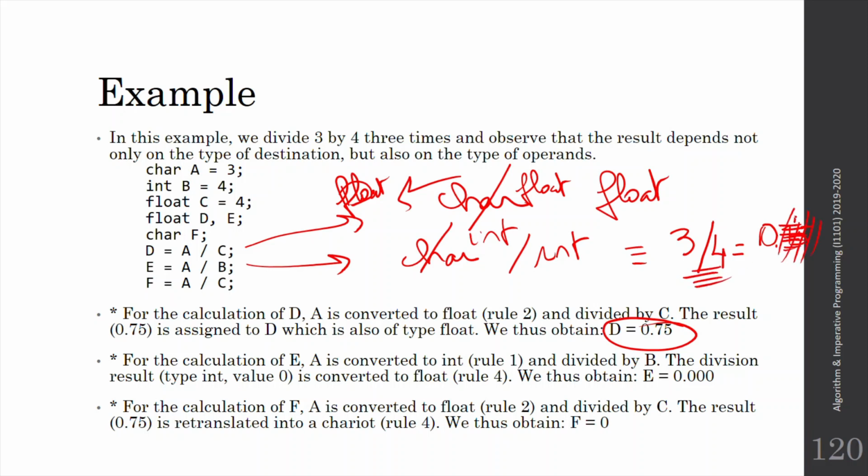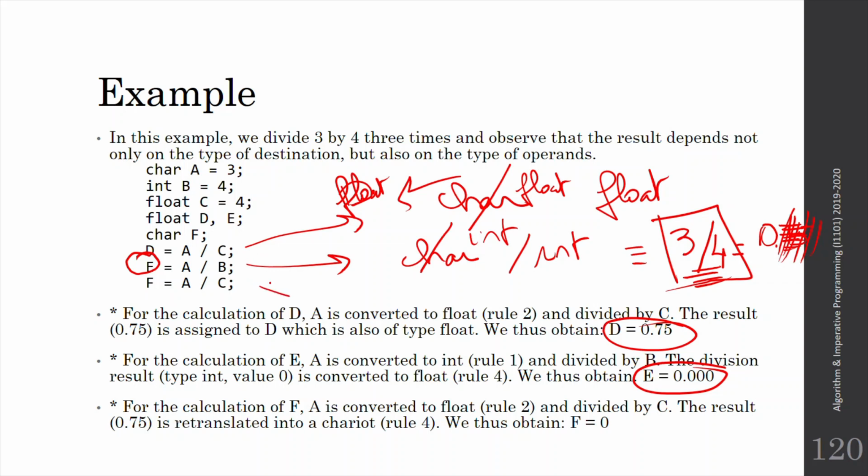We will drop what's after the comma. So this is the integer. So the value of 3 over 4 now is equal to 0, and then I will assign it to e. E is of type float, so I will convert 0 to float, so it will be equal to 0.0. So pay attention to this. When we divide two integers, the result will be an integer.